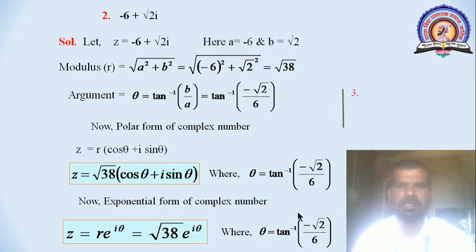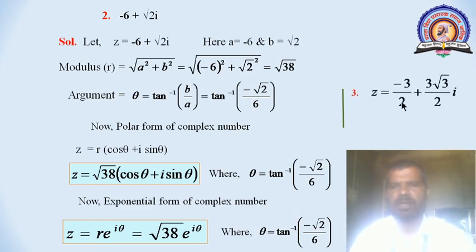Now the next example is z equals minus 3 by 2 plus 3 root 3 upon 2 i. So again repeat the same procedure: find r, find theta, express it in the polar form, then convert it into the exponential form. You can easily solve this example, do it at home.